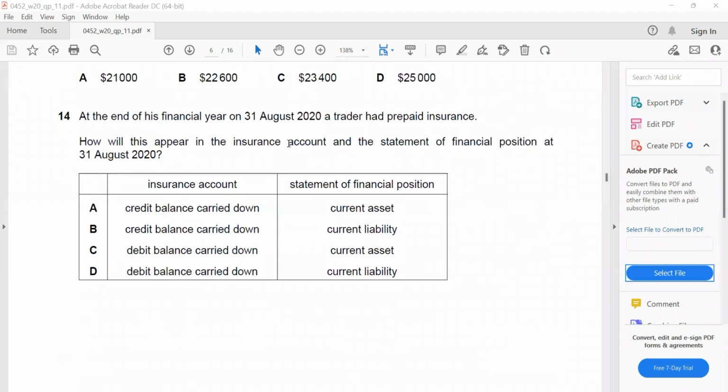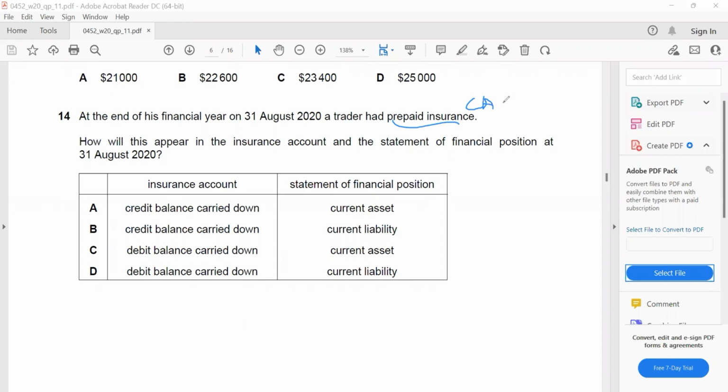14. At the end of his financial year on 31st August, the trader has prepaid insurance. So prepaid insurance is a current asset. Okay. How will this appear in the insurance account and the statement of financial position?